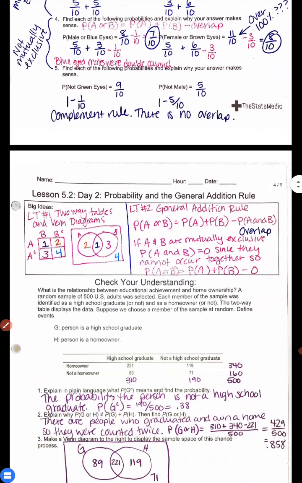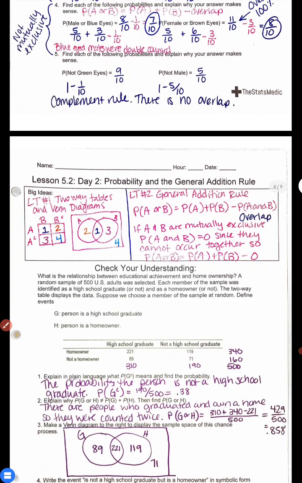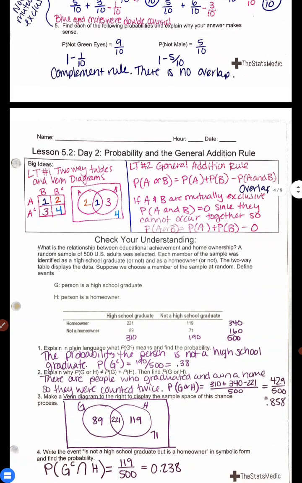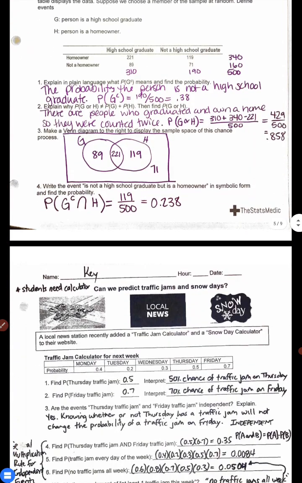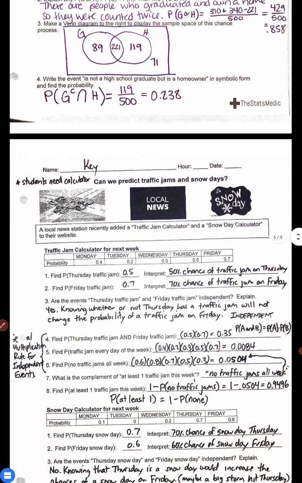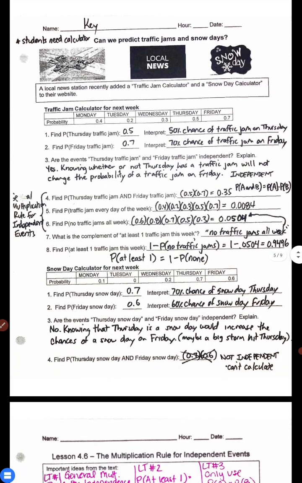All right, so what I have here for you in these top 2 boxes is just your rules written out in case you need to see those. Okay? And then we are going to skip the next page. We're going to talk about some traffic.